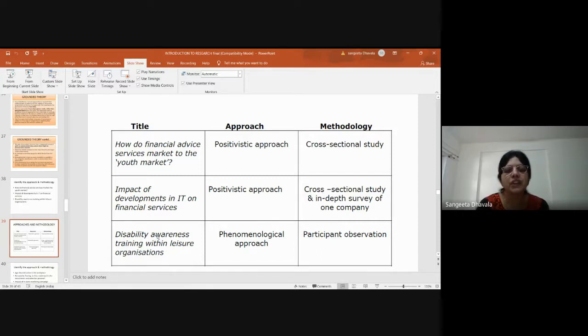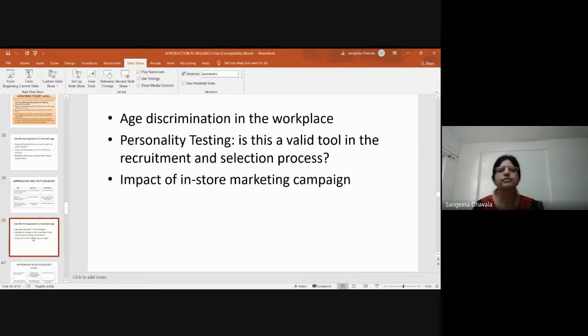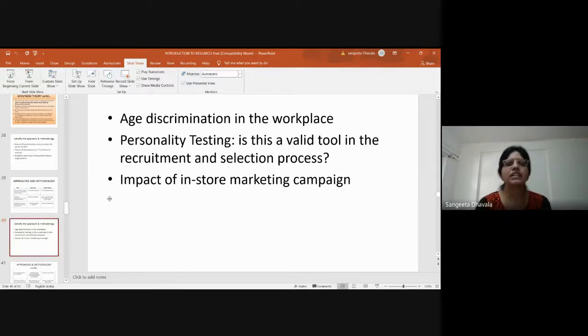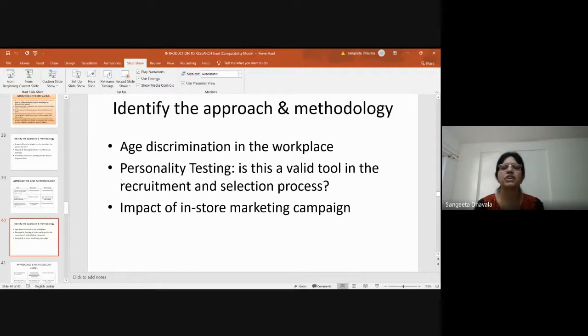The third scenario is disability awareness training within leisure organizations. You are following the phenomenological approach, and the methodology used is participant observation. Okay, is it clear? Yes, ma'am. So just look at this. This is again a hypothetical situation. Identify the approach and methodology you would use.